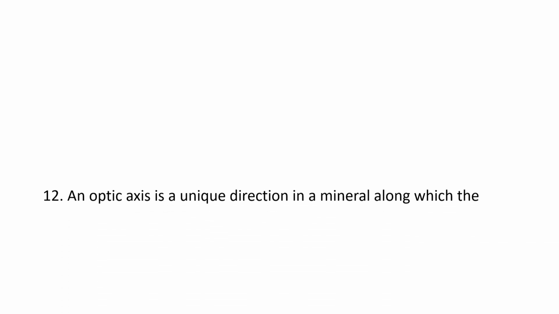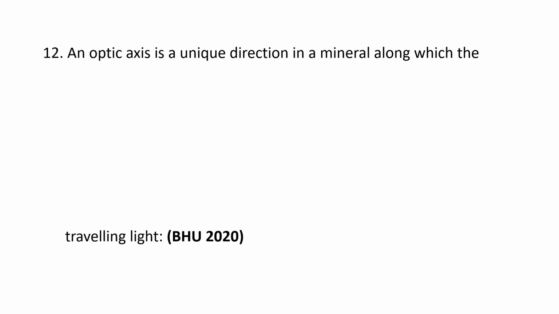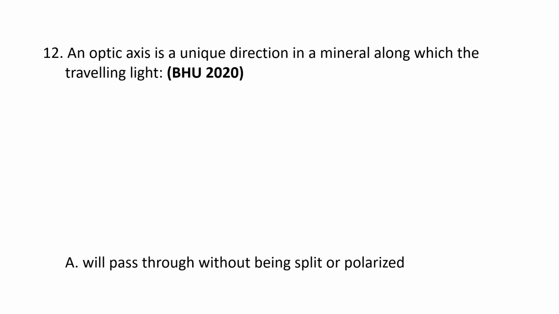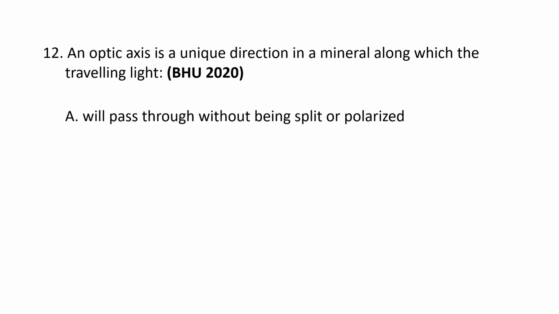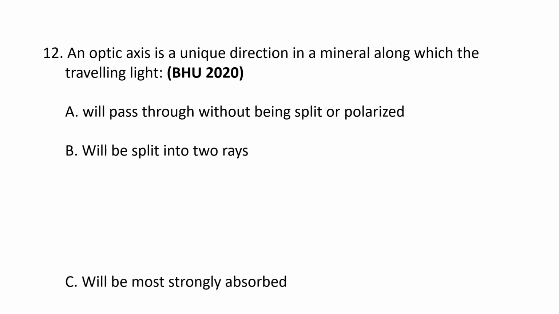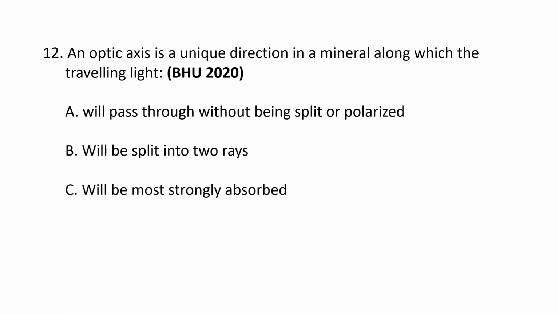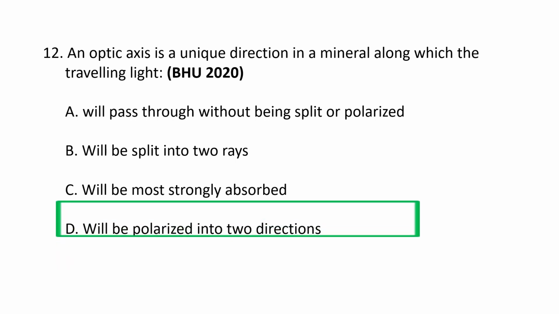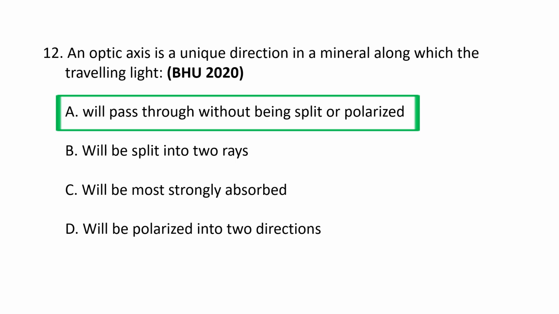Next question. An optic axis is a unique direction in a mineral along which the traveling light A will pass through without being split or polarized, B will be split into two rays, C will be most strongly absorbed, and D will be polarized into two directions. So the correct option is A, it will pass through without being split or polarized.